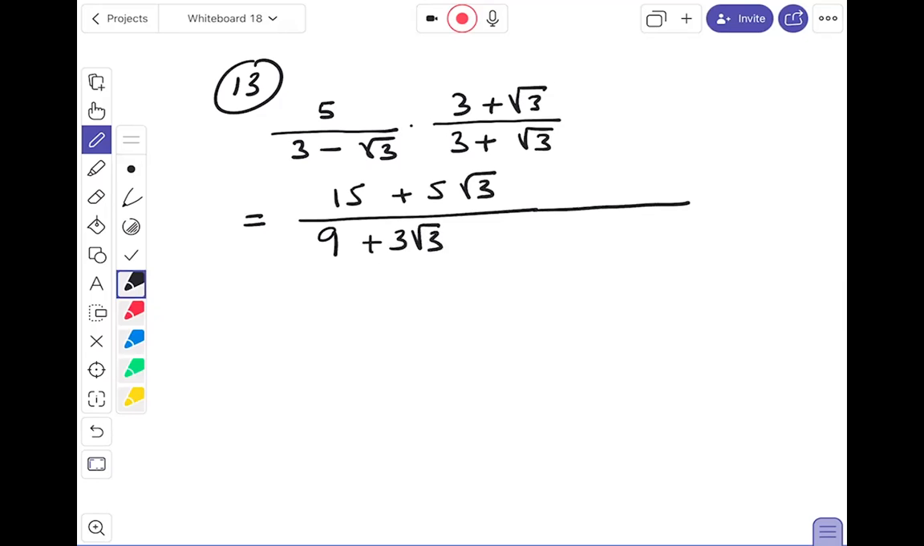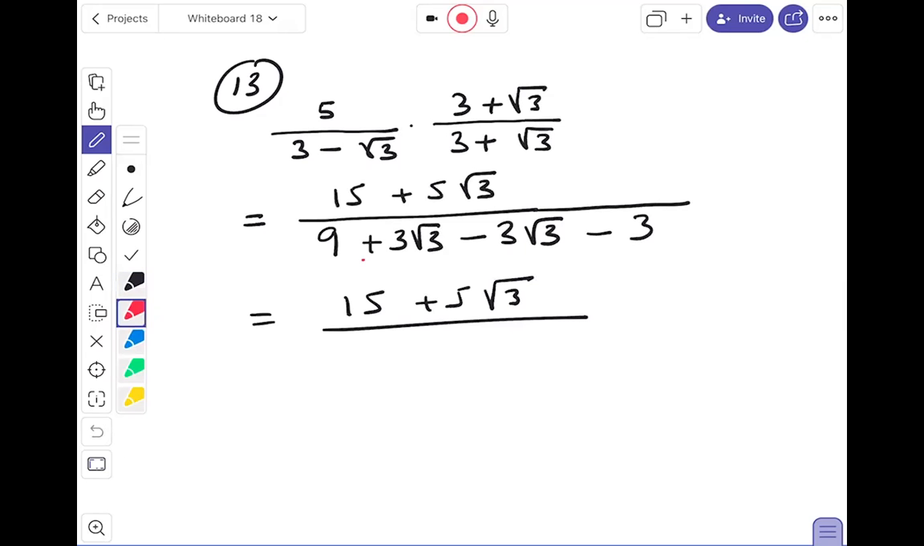Yes, I'm using the distributive property of multiplication. Minus 3 root 3's minus 3. Let's keep going. 15 plus 5 root 3. The top's pretty easy. The bottom's also easy. These two internal terms disappear, and 9 minus 3 is 6. Well, I'm going to write it down a little differently. And when I say differently, maybe leave it at that. I'll put this over here, put a box on it.